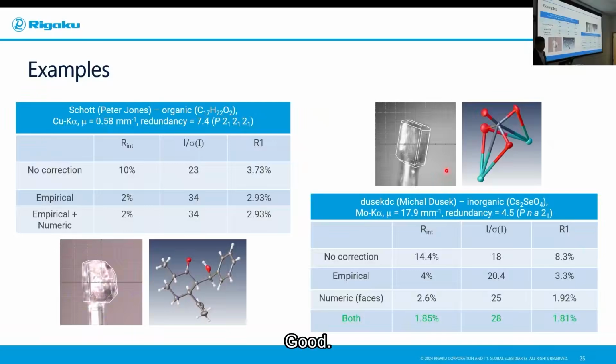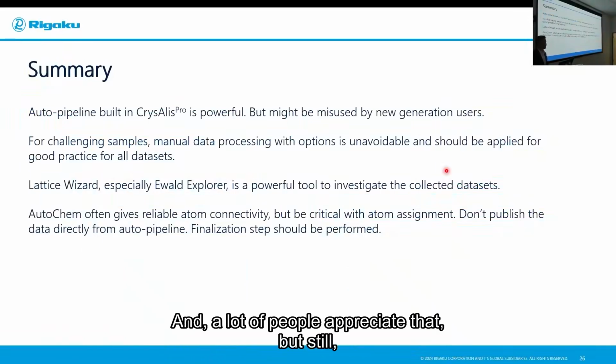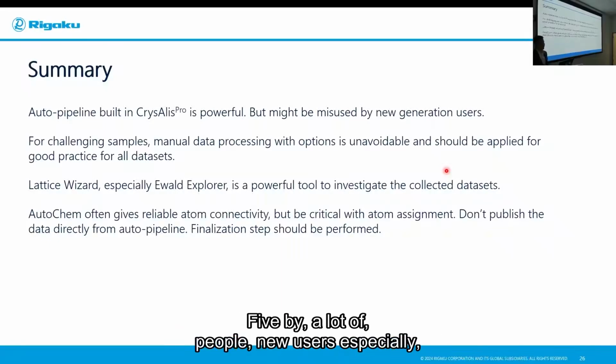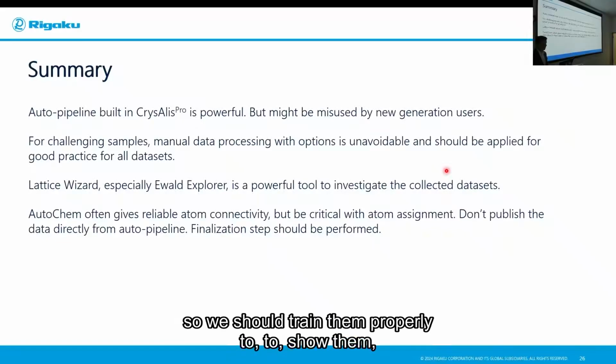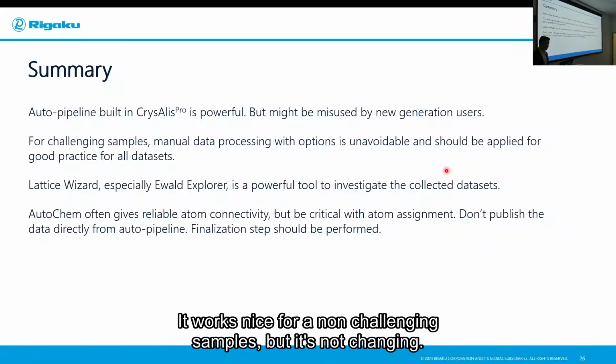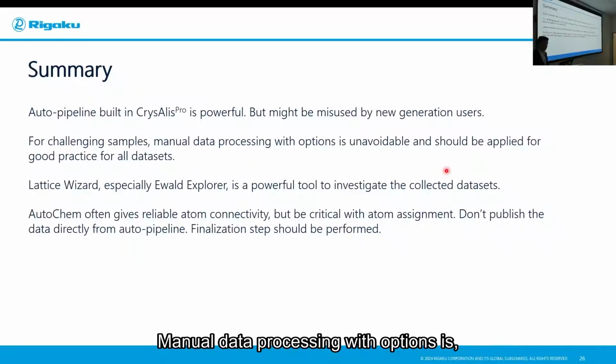Right? Good. So for summary, auto pipeline built in CrysAlisPro is quite powerful, and a lot of people appreciate it. But still, we should make sure that it is not misused by a lot of people, new users especially. So we should train them properly to show them how the proper workflow is and what is behind all those workflows. Right? It works nice for non-challenging samples, but if they are challenging, it's more. Yeah. Manual data processing with options is unavoidable, I guess.